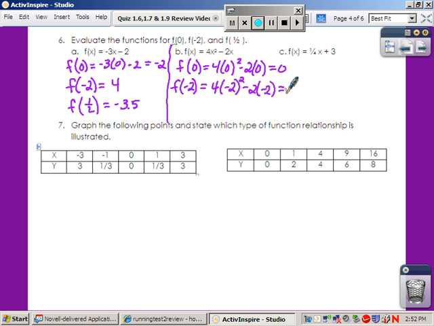So negative 2 squared is 4, times 4 is 16. So this part is 16. And then these two negatives make that a positive. So it's actually 16 plus 4. This is 20.